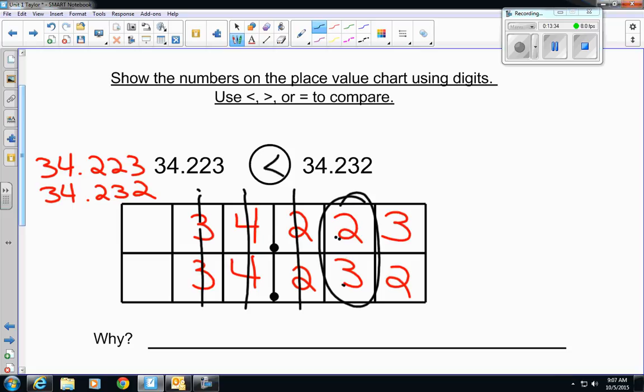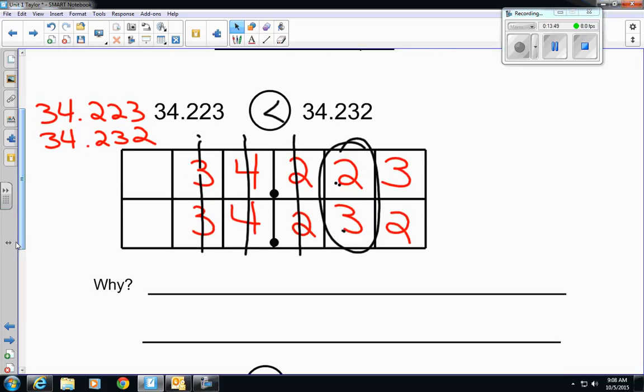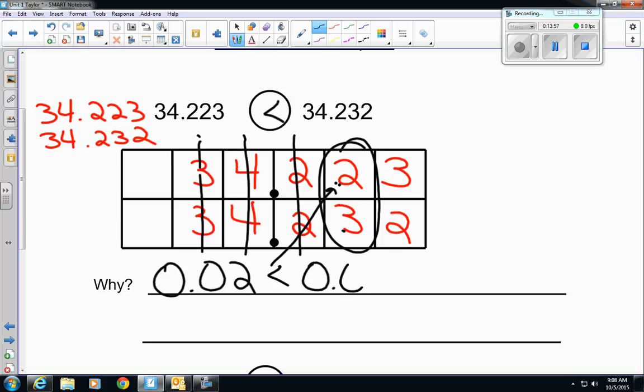Think about if this were money. First of all, if this were money, we wouldn't have those last two. It'd be 22 cents and 23 cents. That's a very small difference, right? But they're still different. 23 still is more than 22. So why is that one bigger? Because 2 hundredths, which is this, is smaller than 3 hundredths. Right?